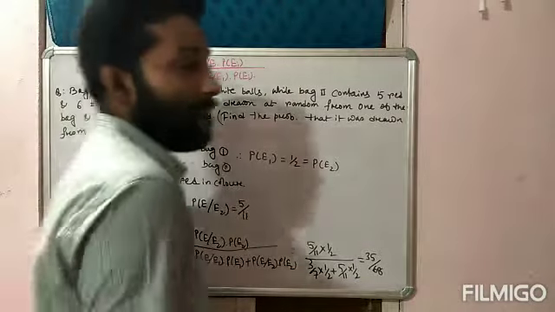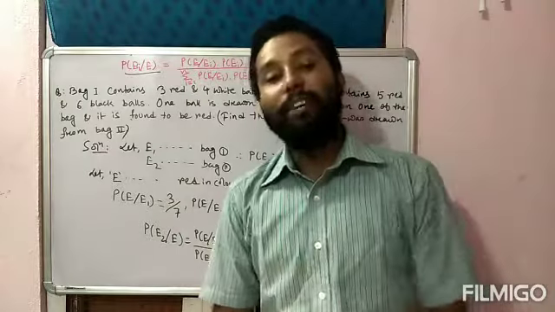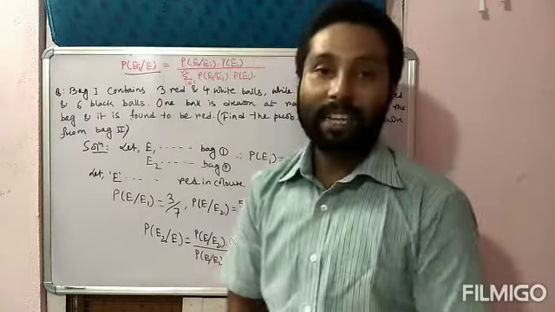So in this way you have to identify whether it is a Bayes theorem related question or a theorem of total probability related question. Okay, some more models I will discuss in the next class.